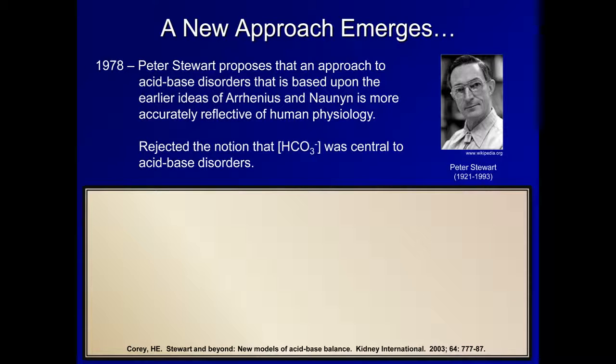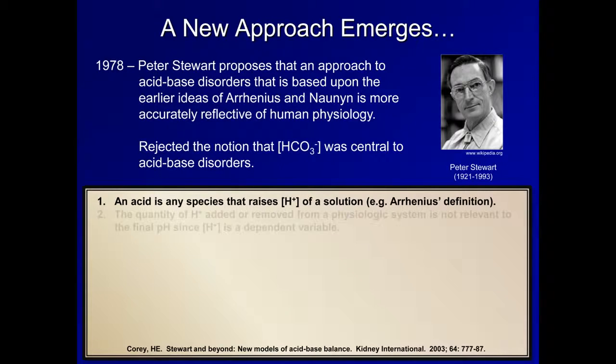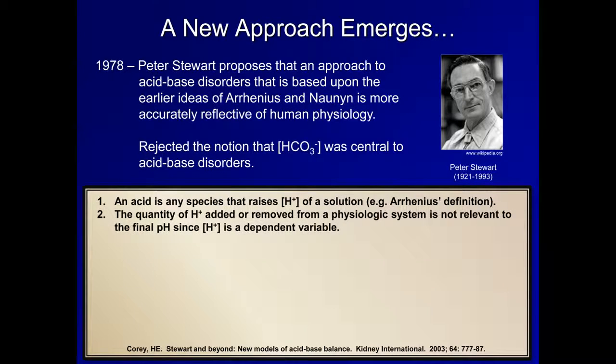First, as just mentioned, an acid is any species that raises the hydrogen ion concentration of a solution. Second, the quantity of hydrogen ion added or removed from a physiologic system is not relevant to the final pH, since the hydrogen ion concentration is a dependent variable.